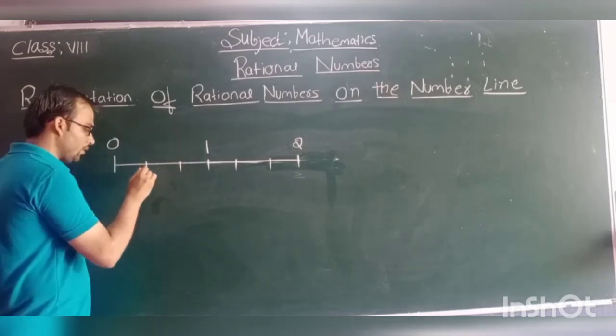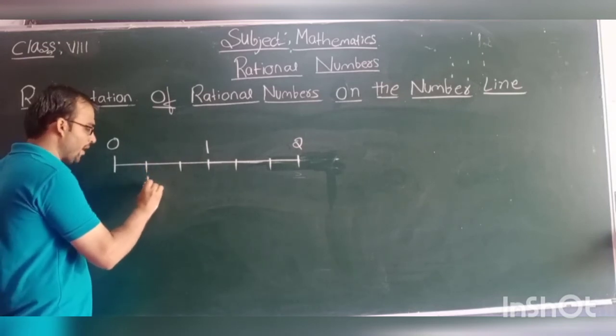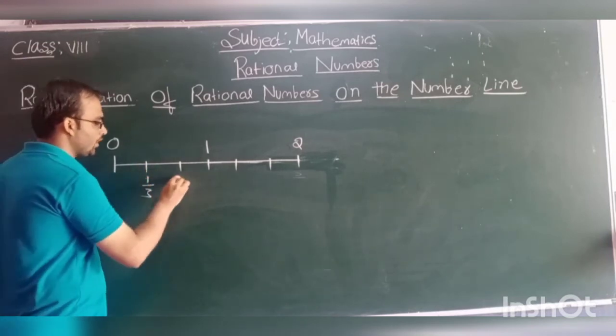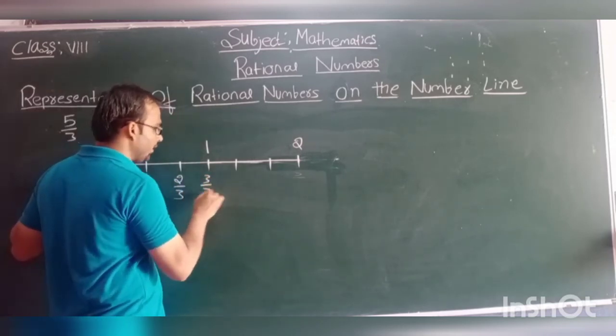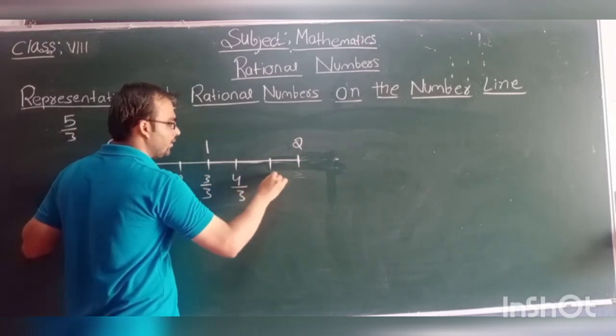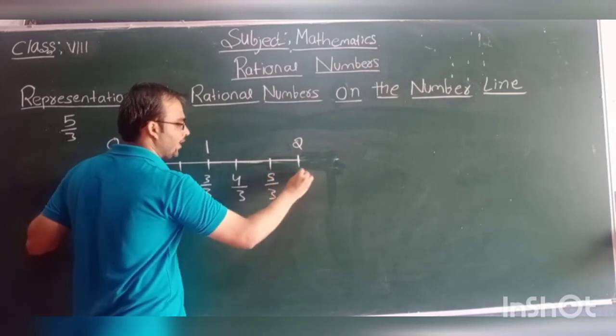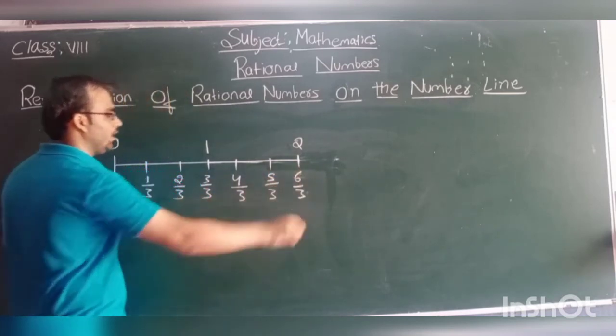Now this part can be represented as 1 by 3, this is 2 by 3, this is 3 by 3, this is 4 by 3, this is 5 by 3, and this is 6 by 3.